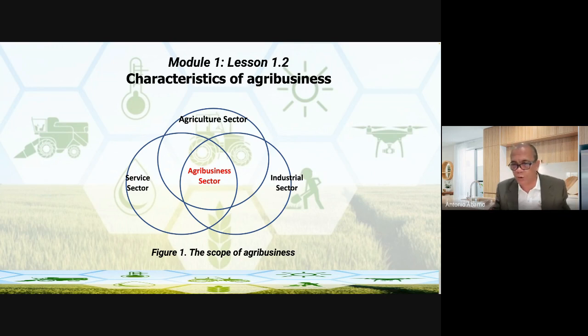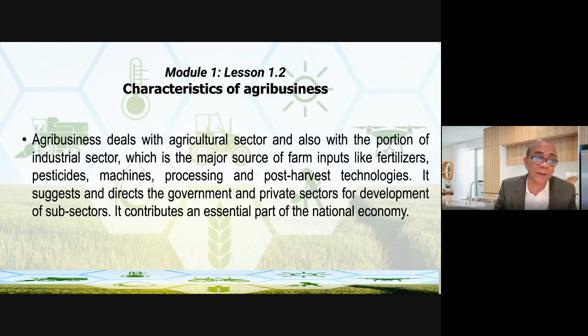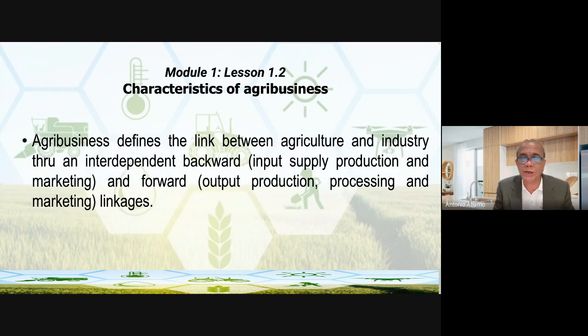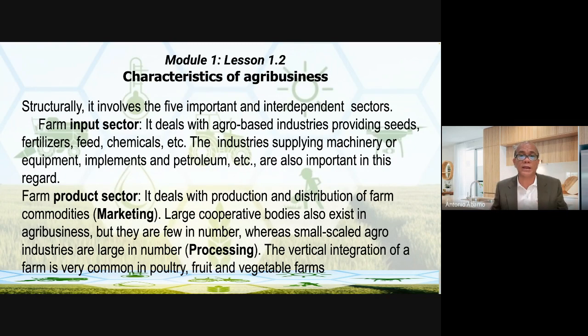There is processing or manufacturing. There is also service. No? So agribusiness deals with the agricultural sector, of course, and is also linked with the industrial sector through interdependent backward and forward linkages. Okay.